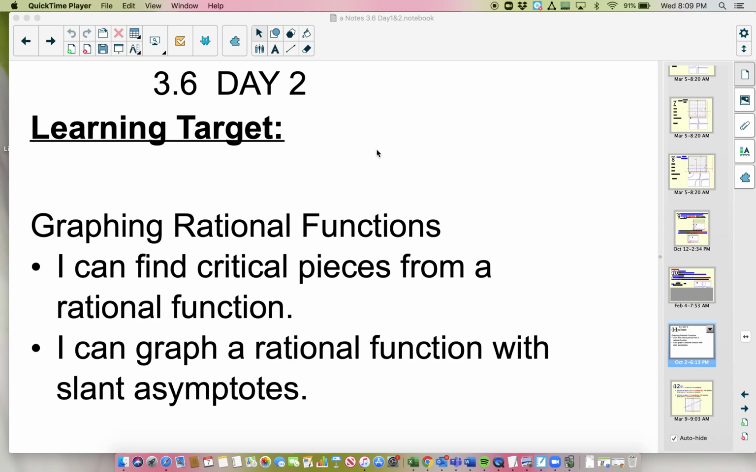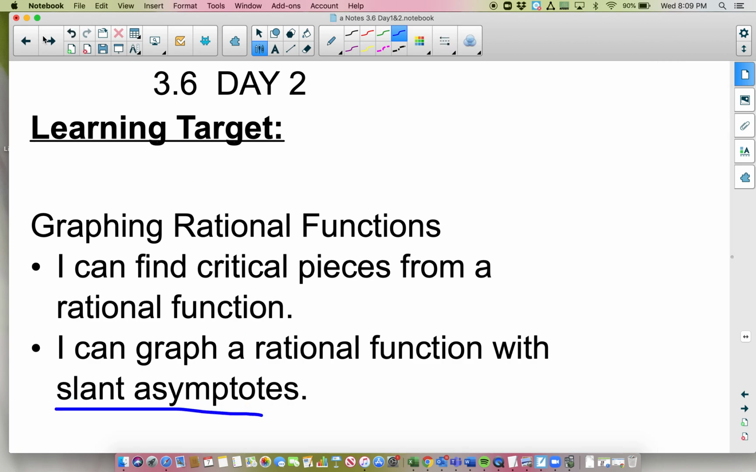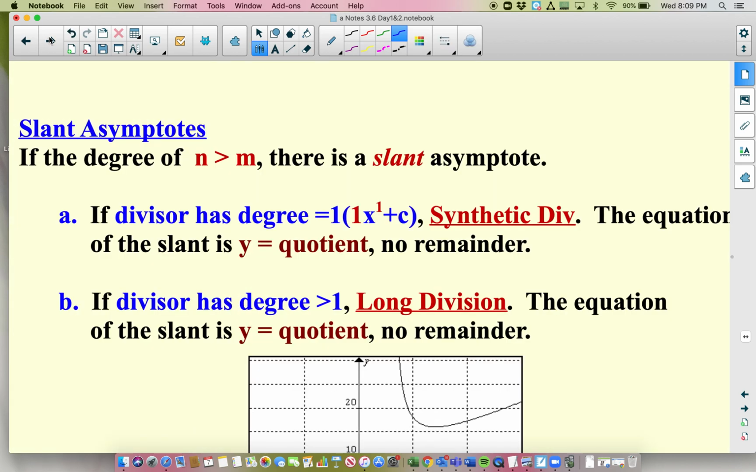All right, this is day 2 of 3.6. So yesterday we graphed rational functions that had end behavior asymptotes that were either 0 or horizontal. Today we're going to focus on slanted asymptotes, and so that's going to really be our focus. We briefly talked about slanted asymptotes yesterday, but we didn't do specific examples.